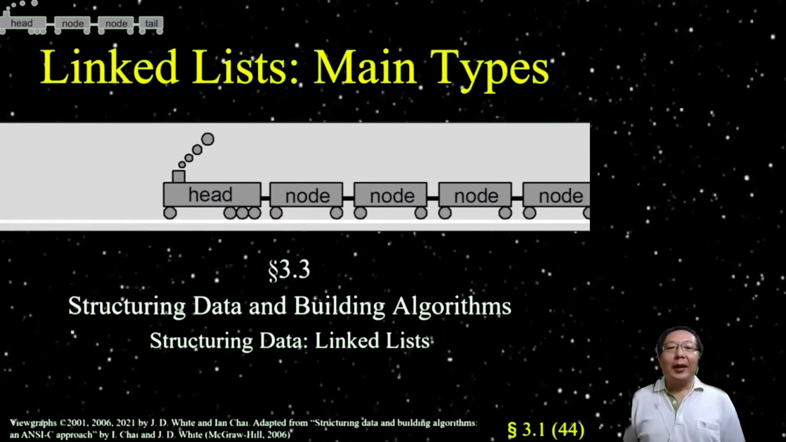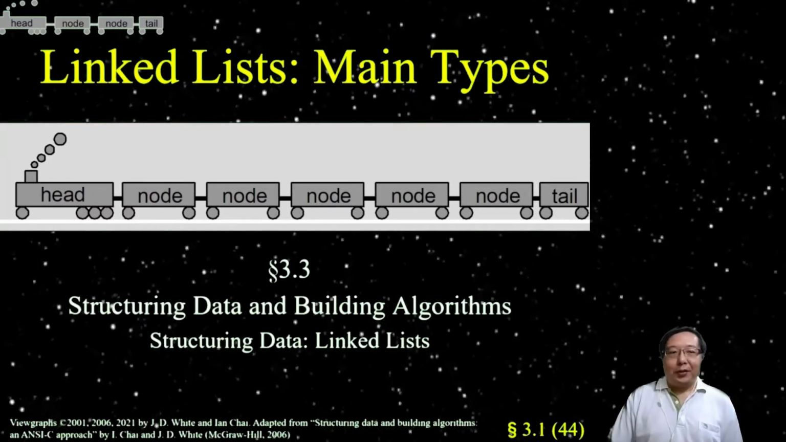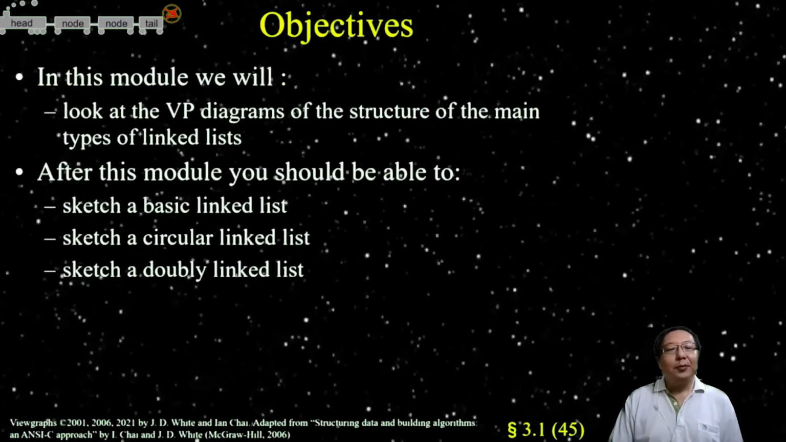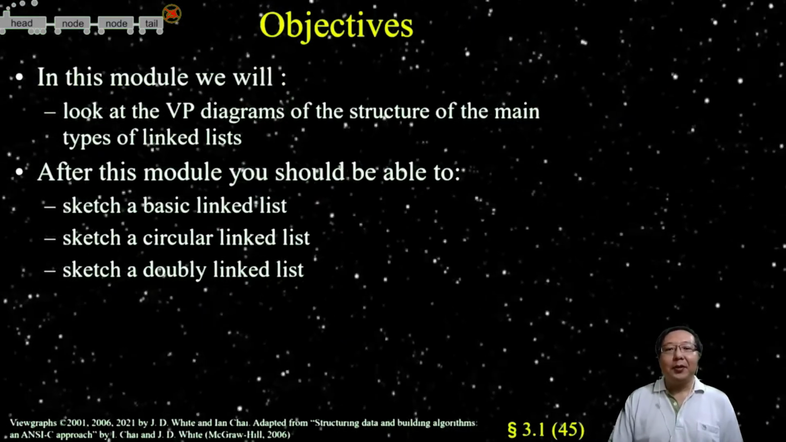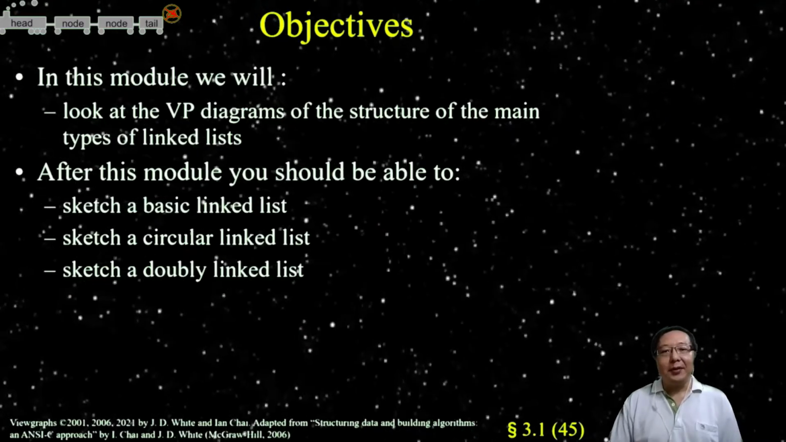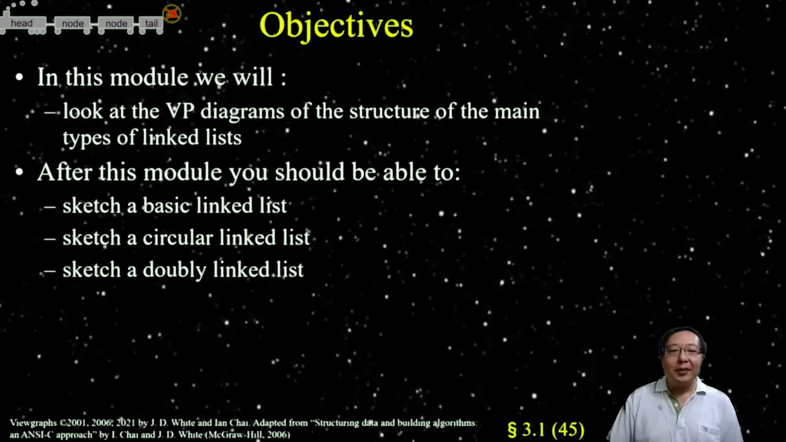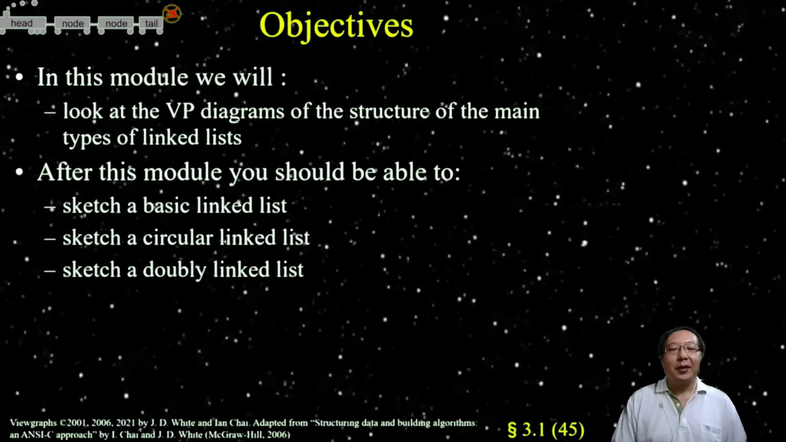Okay, there are different ways to do linked lists. So we're going to look at some of the main types. In this module, we're going to look at VP diagrams of the structure of the main types of linked lists. After this, you should be able to sketch a basic linked list, sketch a circular linked list, and sketch a doubly linked list.